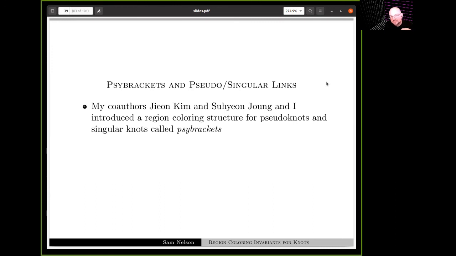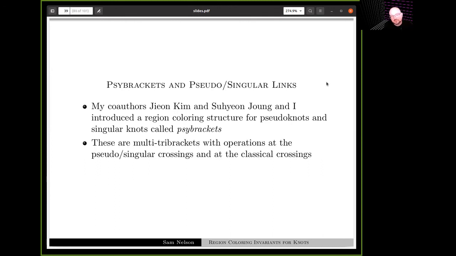So, for the region coloring structure in particular, the set of algebraic axioms that you get for both types are identical, right? And so we call the structure a psi bracket, right?